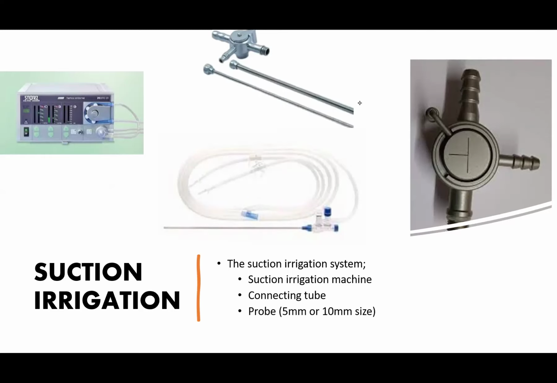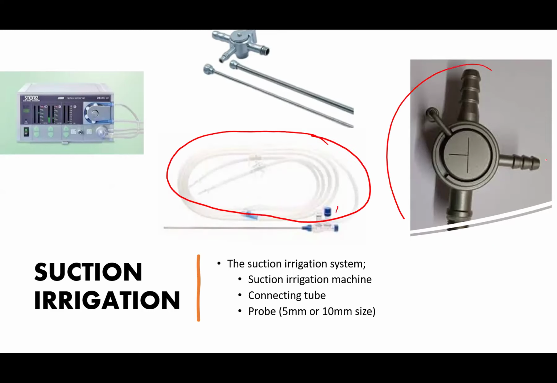Now, there's a connecting tube that connects to the probe. This is the probe, okay? And if you look at this probe, it has 2 outlets, or it has an inlet for letting in irrigation fluid, while the outlet is for sucking out. Then it has a tip that is introduced into the peritoneal cavity.